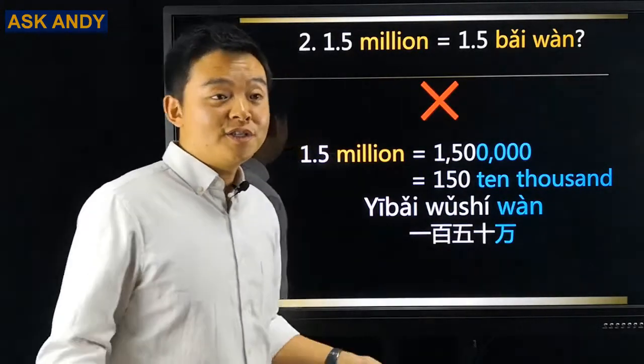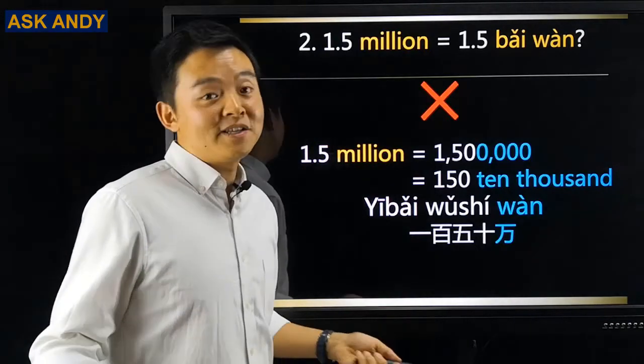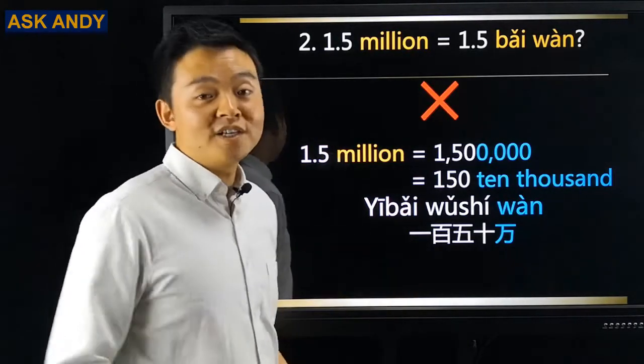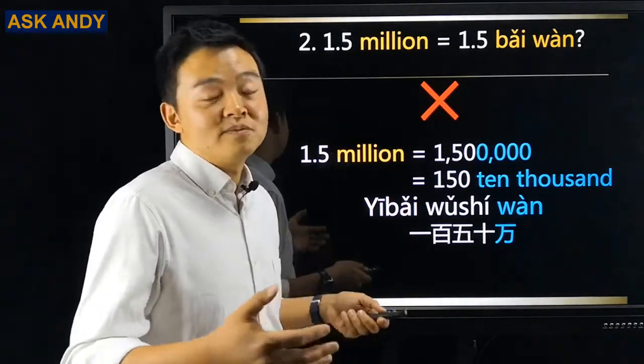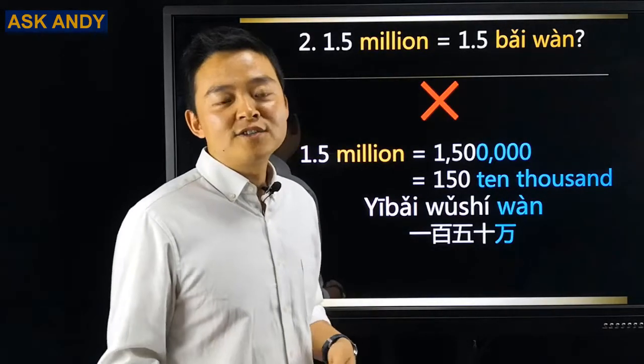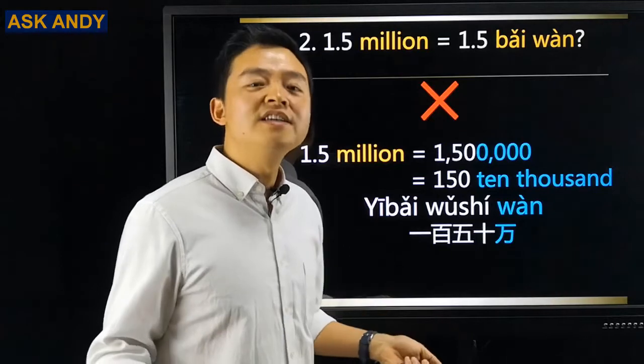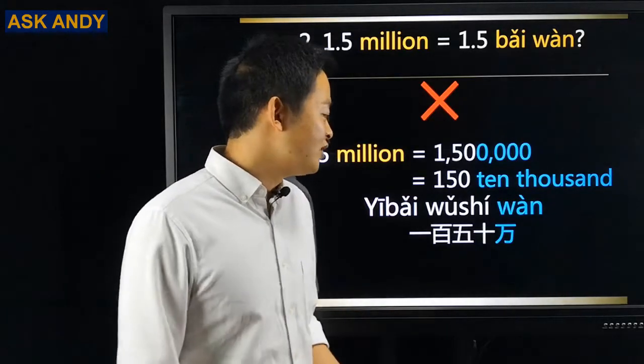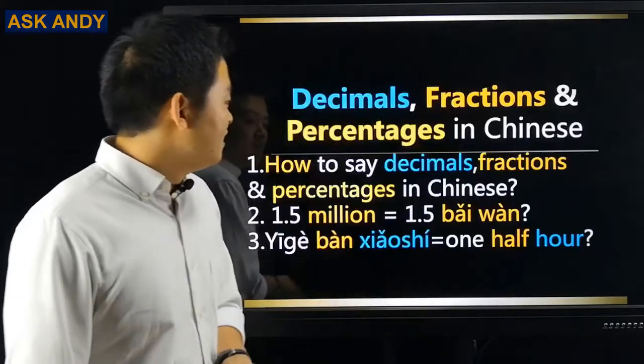150万. This is not a lesson about mathematics. This is just one example. You can do some other numbers by yourself. If you're not sure you're doing it in the correct way, you can leave a comment below and I can let you know the correct answer. And then let's move on.